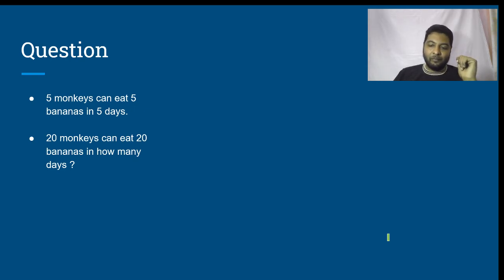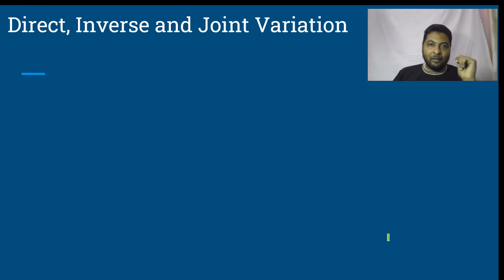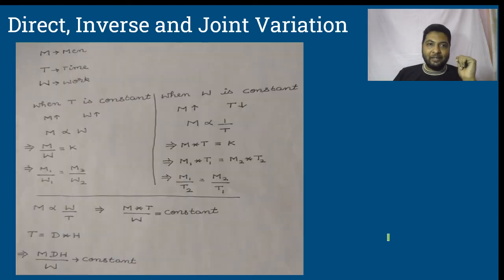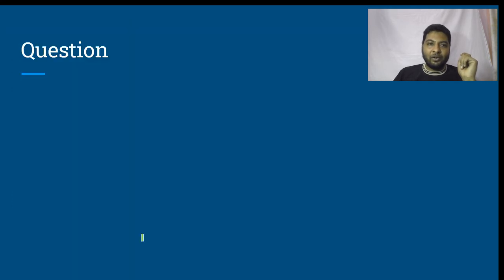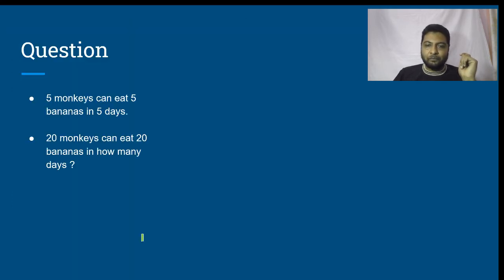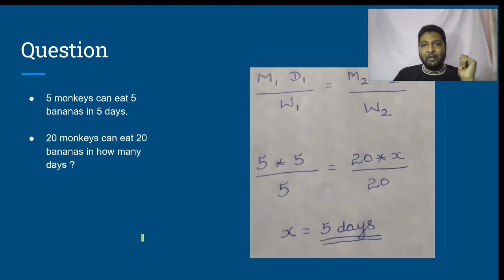For this, remember what we had seen: direct, inverse and joint variation with respect to men, time, work. M into T by W is always a constant. Get it? So when M into T by W is always a constant, if I use M into D, or number of days, because number of hours has not been given, we consider the same number of hours per day that the monkeys are eating, right?